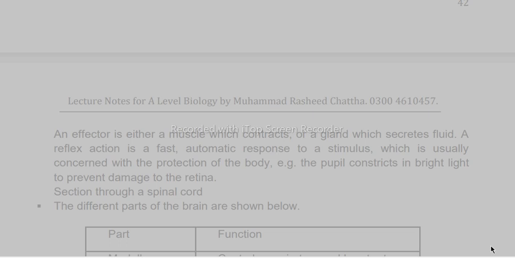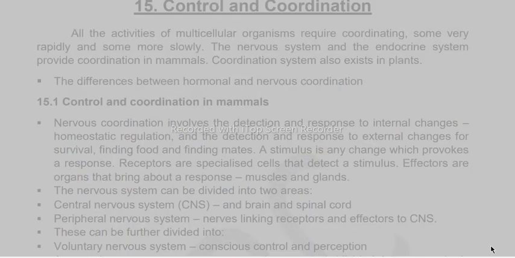15. Control and coordination. All the activities of multicellular organisms require coordinating, some very rapidly and some more slowly. The nervous system and the endocrine system provide coordination in mammals. Coordination systems also exist in plants. The differences between hormonal and nervous coordination.